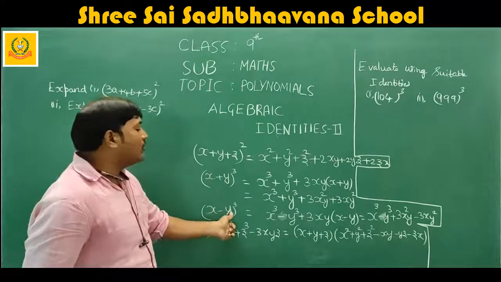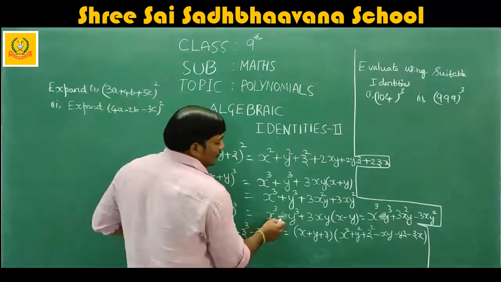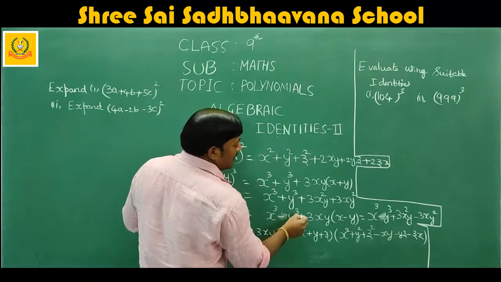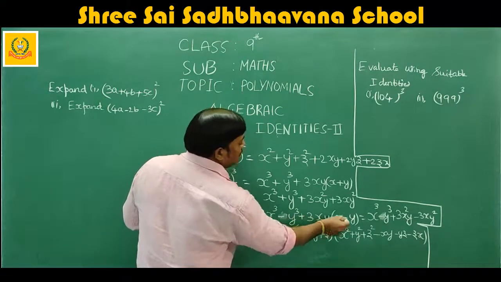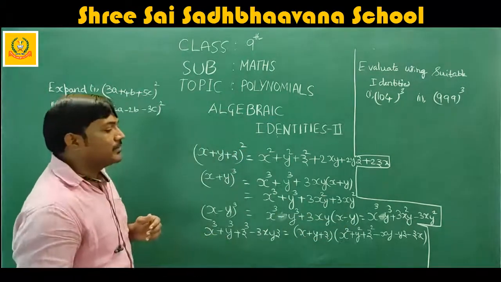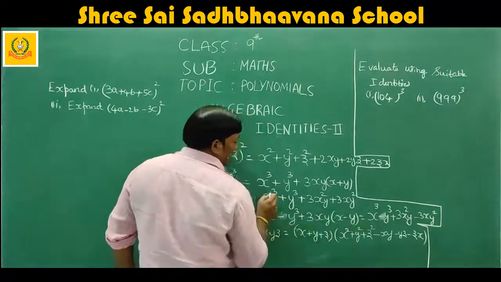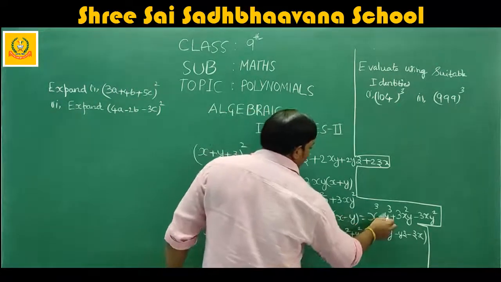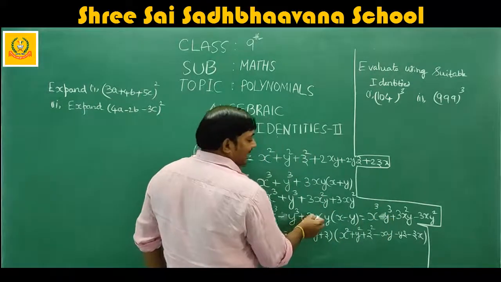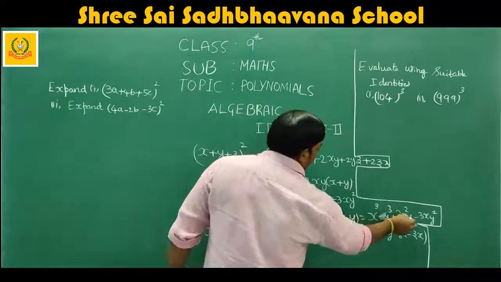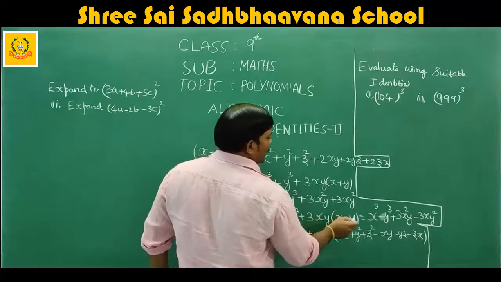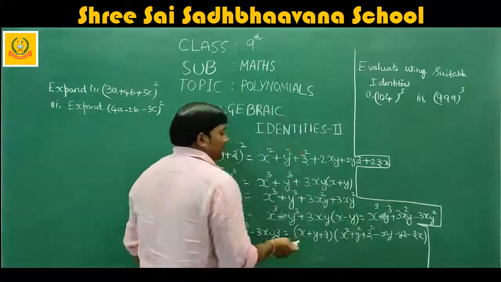Similarly, (x minus y) whole cube is x cube minus y cube minus 3xy into (x minus y). Again you see that it is another formula like the last one I did: x cube minus y cube, then 3xy into x gives 3x square y, minus 3xy into y gives 3xy square.